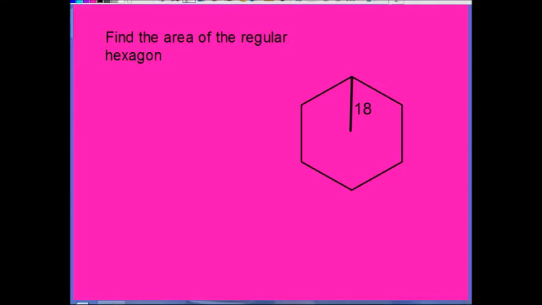Okay, now you try one. We're going to find the area of this regular hexagon with a radius 18. Press pause and let's see what you can do.